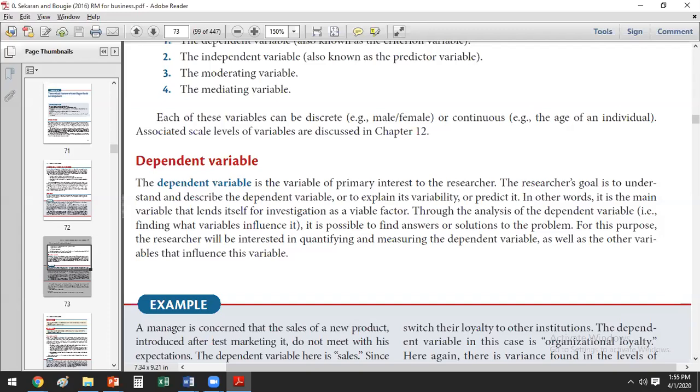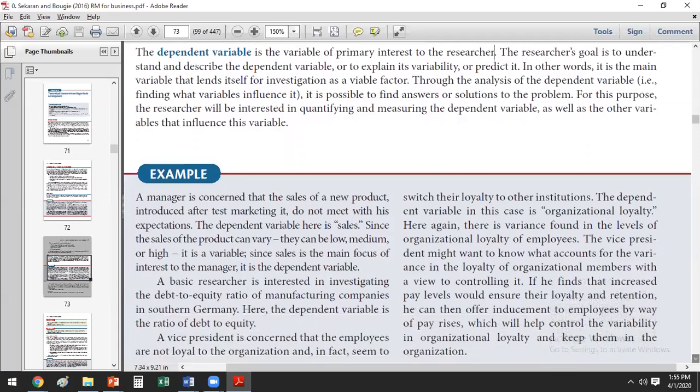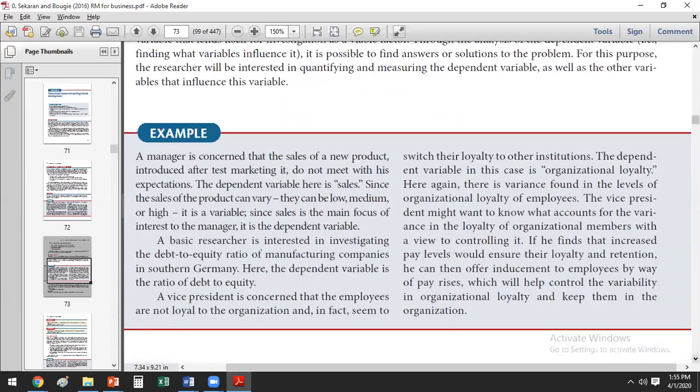For example, you can say that my research of RP1 is on brand loyalty. So brand loyalty will be your dependent variable. You can tell anybody that my research of BBA which I did is on the topic of brand loyalty. Why? Because it was your dependent variable. You investigate the dependent variable, or the brand loyalty.